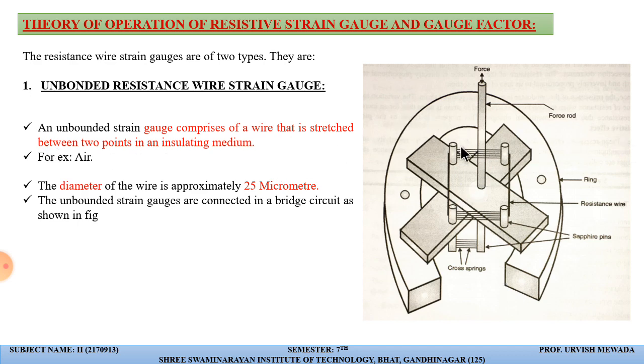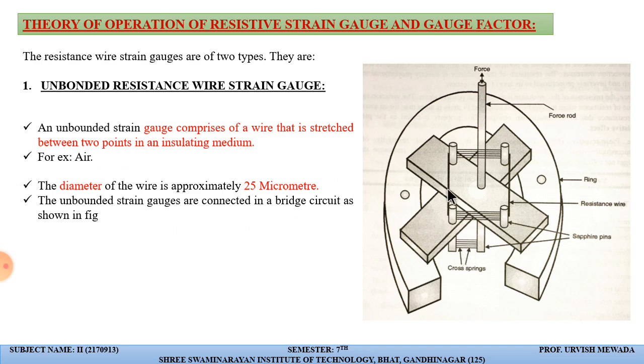So what does unbonded mean? It is floating, or it is not tied on any surface. An unbonded strain gauge generally comprises a wire that is stretched between two points. Here you can see it is stretched between two points, the upper one and the lower one, or we can say it is stretched in the air. There is no other medium; it is not mounted on any hard surface. The diameter of the wire generally used for such transducers or strain gauges is approximately 25 micrometers, and the unbonded strain gauges are connected in a bridge circuit.